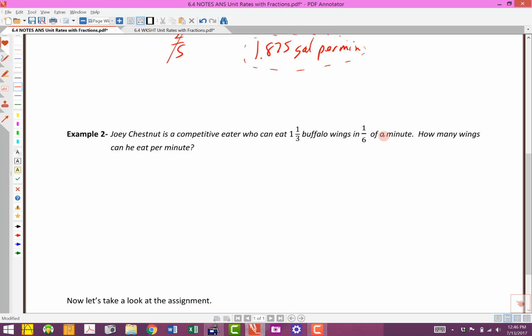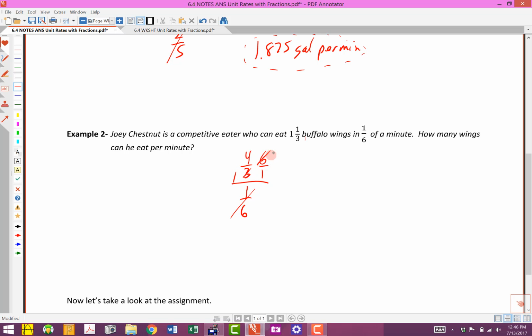Wings per minute. So the wings are going to go on the top. So I'm going to change this to 4/3. Remember, 3 times 1 is 3 plus 1, so we've got the 4/3. 4/3 of a wing, so a little bit more than 1 wing, in 1/6 of a minute. So 1/6 goes right here. So we're going to take this, flip it over, and multiply. There's the reciprocal. I'm going to look to see if we can do any cross cancellation. I can. The 3 and the 6.